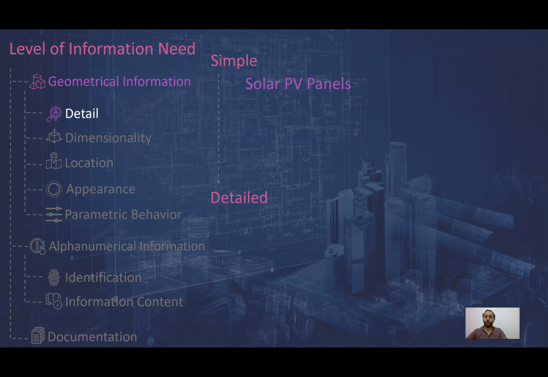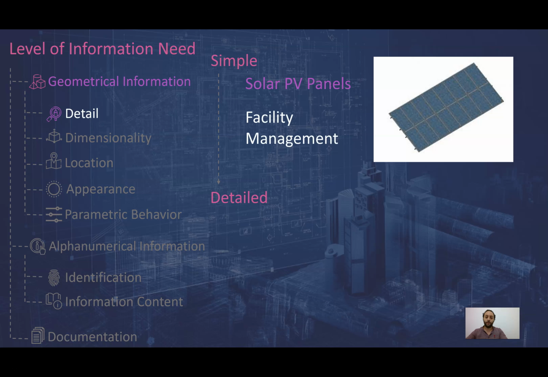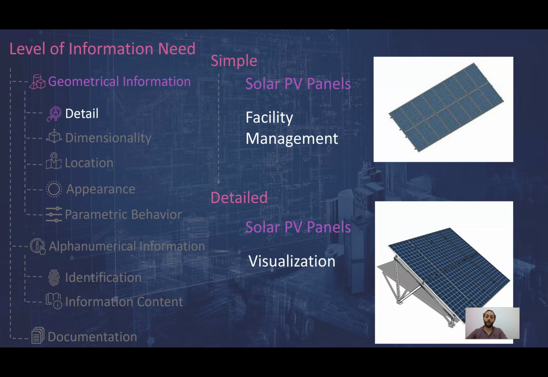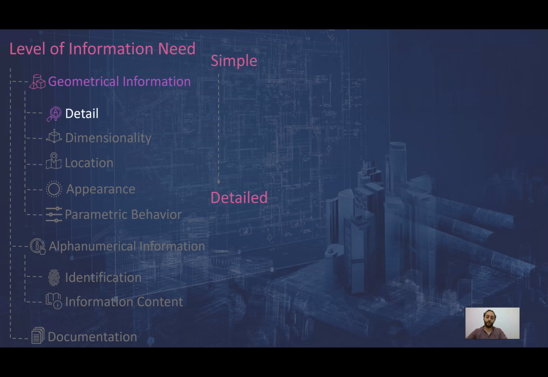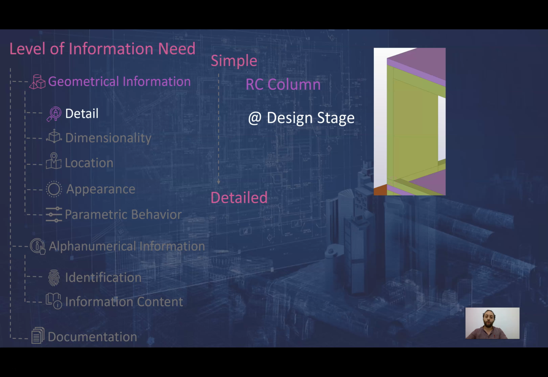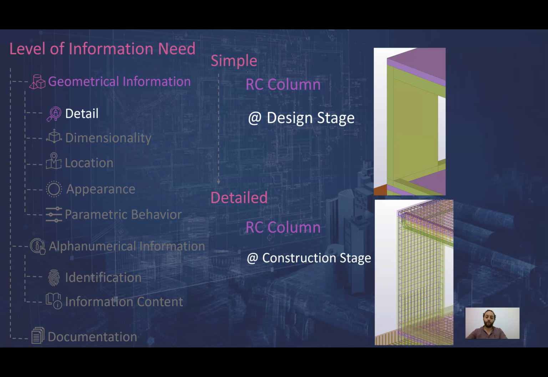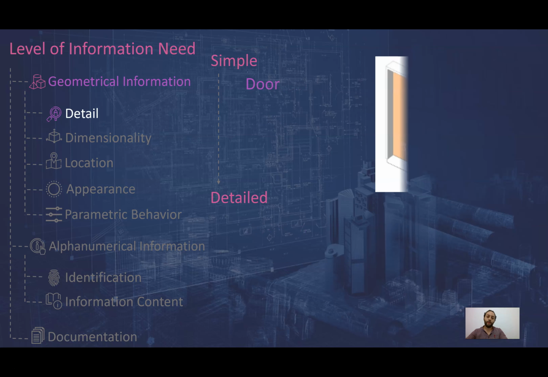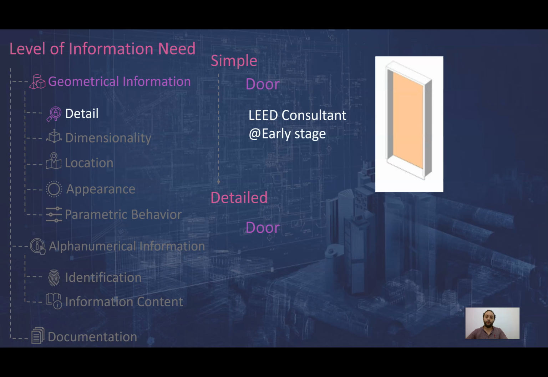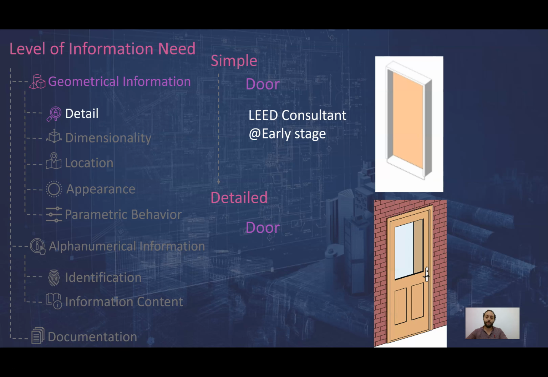As an example, solar PV panels could be very simple for facility management purposes and could be very detailed for visualization purposes. Second example, the RC column could be simple at the design stage and could be detailed for the construction stage. The door could be simple for the lead consultant at the early stage to perform the energy analysis, and the same door could be detailed for the visualization purpose. So this is the first one that we want to specify.